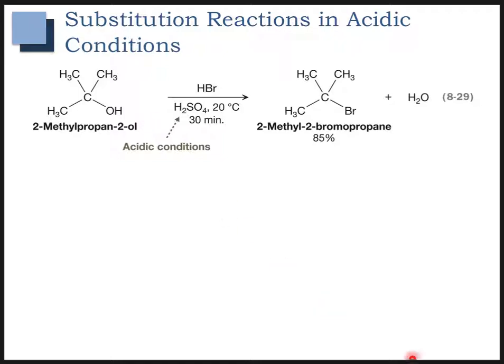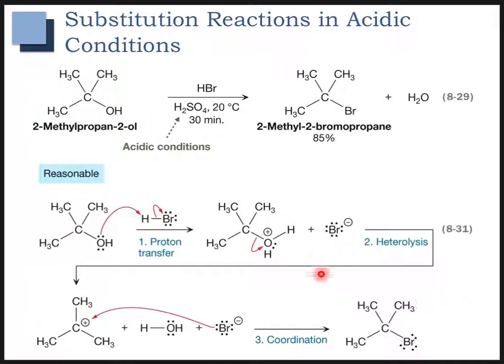So let's look at how this mechanism happens. The first step is going to be a proton transfer. We're going to protonate with HBr. You can also protonate with sulfuric acid if you want to. It doesn't really matter. Both of them are going to provide a nice source of H+. So now we have our protonated alcohol.